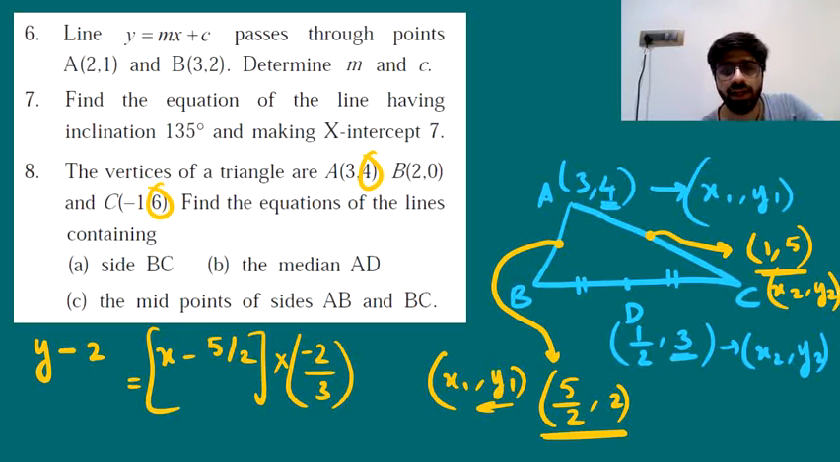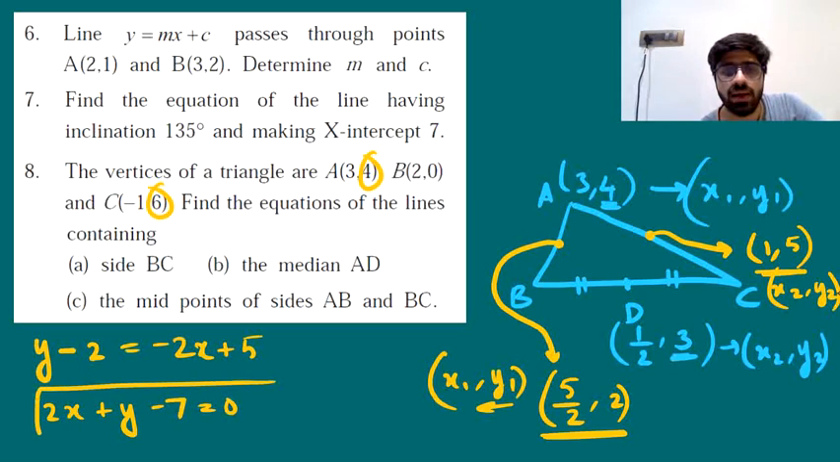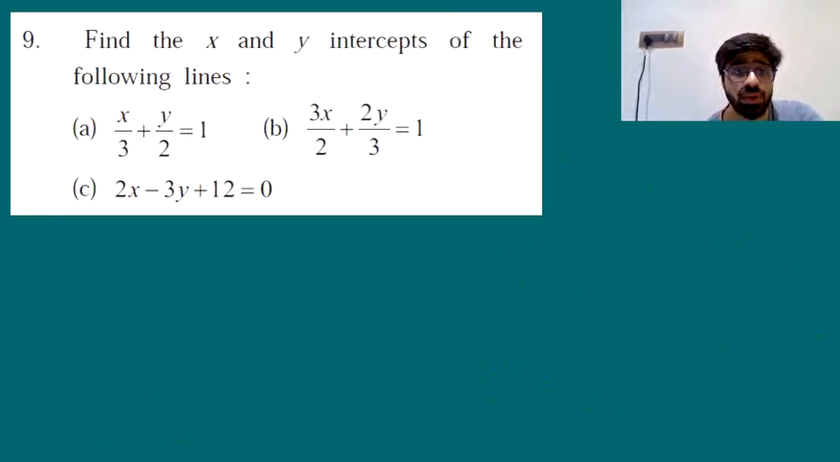This 3 goes on the right and gets multiplied with 3 here. That 3 cancels off the 3 in the denominator. Open up this bracket along with minus 2. So that will give you minus 2x plus 5. And take all these terms on the left. So that will give you 2x plus y minus 7 equal to 0. That's the equation of the line in option C, or that's finally the way you are answering the C part of your 8th question. Let's go ahead with question number 9.